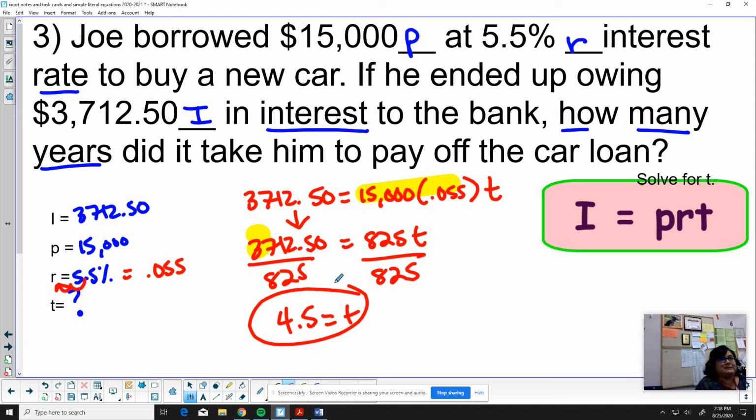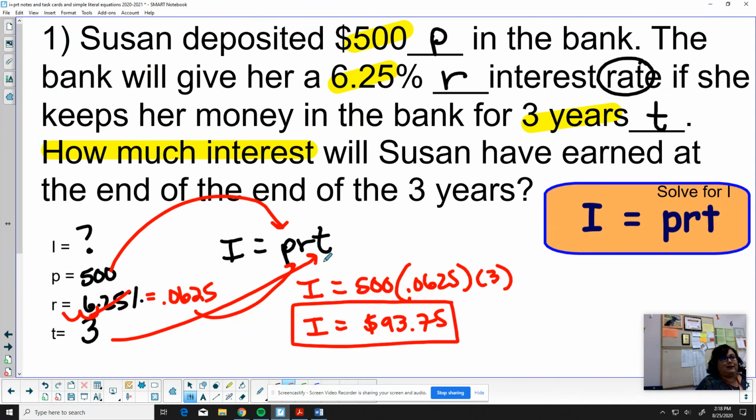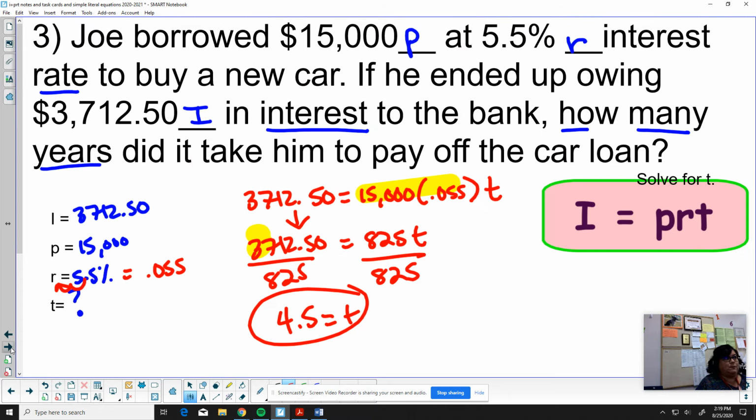I hope it's making sense. I'm really just looking at the numbers, figuring out which letter they apply to, and plugging them in. If you notice, the only time I just multiply is when I don't know the I. Notice when I don't know the I, I just multiply them all out. When I don't know one of the other letters, I multiply what I can, and then I divide whatever's next to R. Let's do one more.